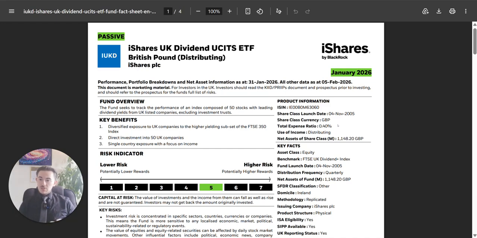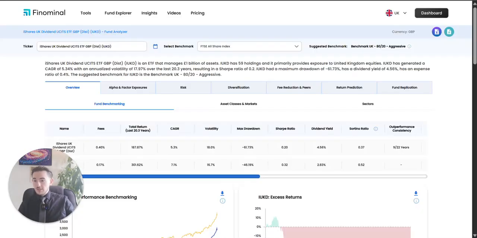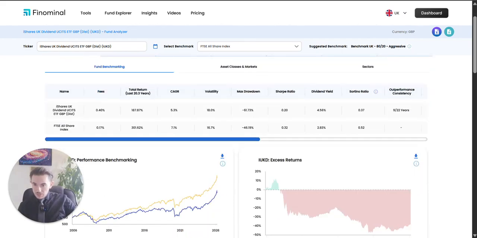So now we've got that initial overview, let's head over to the fund analyzer within Finominal for our fund analysis. I'm selecting the benchmark of the FTSE All Share index just so we can see how this fund compares against the UK market in general, which, as we can see, has seen considerably less total return, around 113 percentage points gap for the total return, and it has done this at higher fees as well, so 0.4% for IUKD versus 0.17% for the FTSE All Share index.